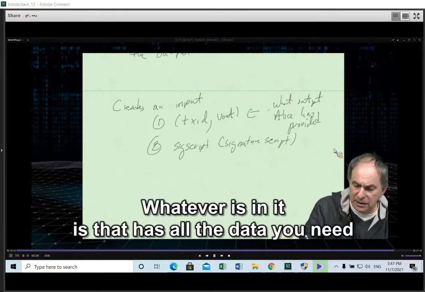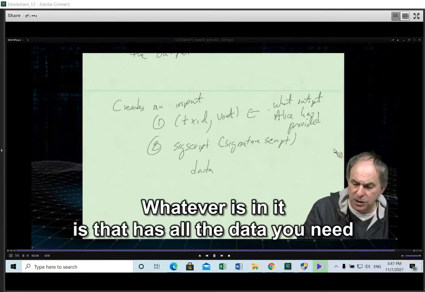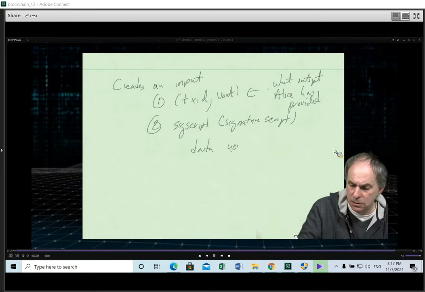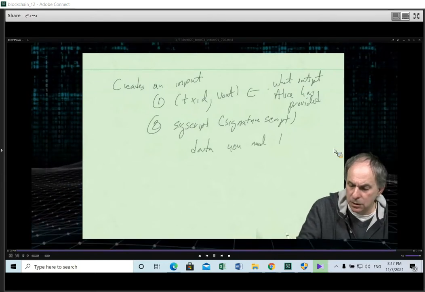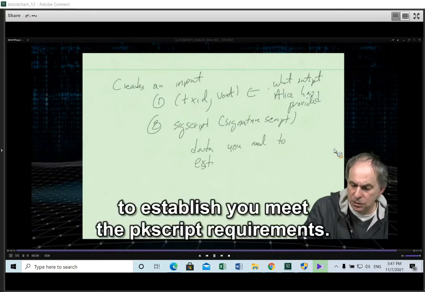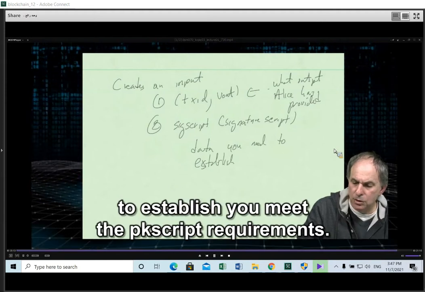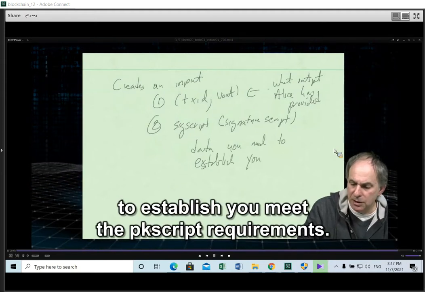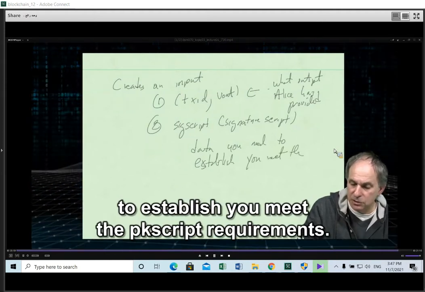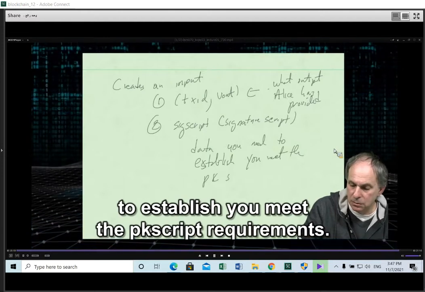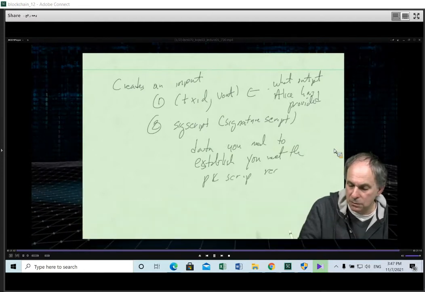And what that has in it is all the data you need to establish you meet the PK script requirements.